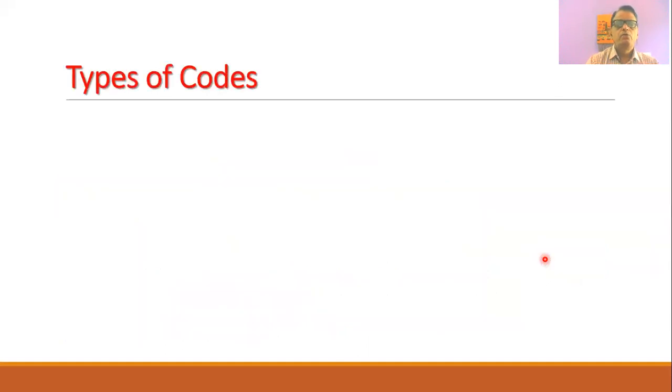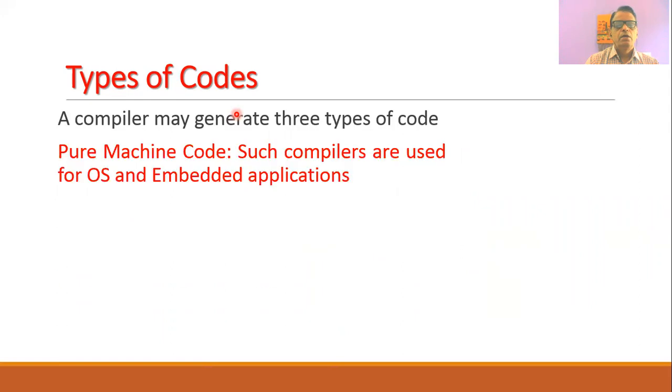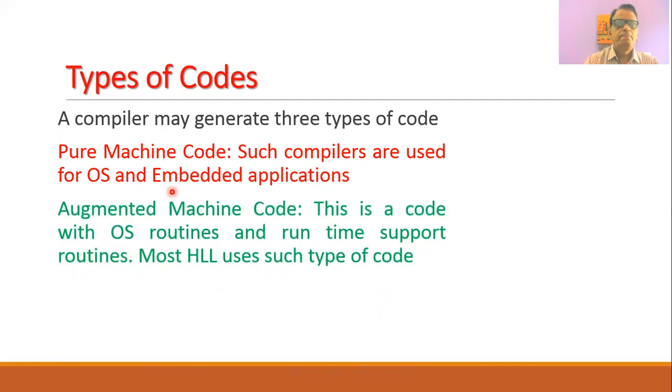There are different types of codes that can be generated by the compiler. Say for example, many times it is possible that the compiler will generate a pure machine code. As its name indicates, it is a pure machine code and it can be directly executed by the machine. So such a compiler will not require any other operating system routines or runtime routines. So such compilers are normally used whenever we write a compiler for an operating system program, or whenever we think of any embedded application, then in such cases, the pure machine code is generated by the compiler.